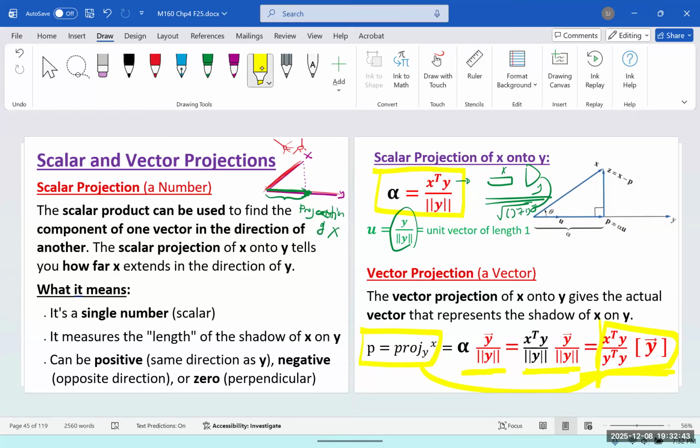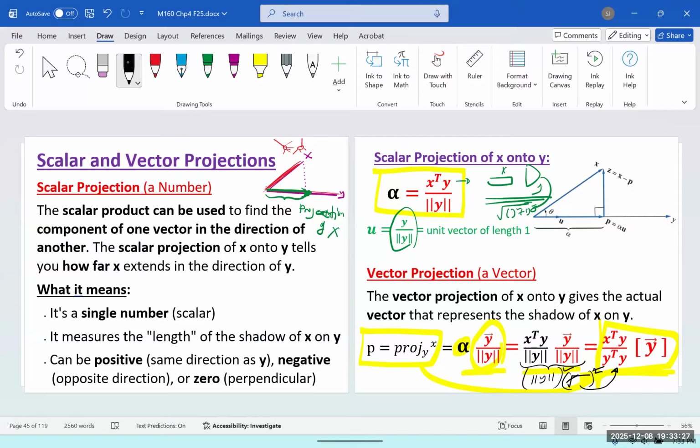So if you want to look for the vector, you do the scalar product and then you do a little bit more. Scalar product times the unit vector of the y. So scalar product is x transpose y over the norm of y. You can see we have norm of y twice, so it's norm of y squared. But what is norm of y? It's the square root of each component squared. So the square root and square cancel out, and you get the dot product of the vector. That means you don't have to take the square root.